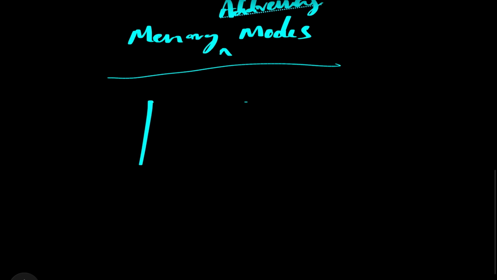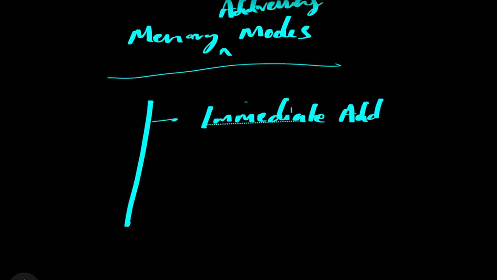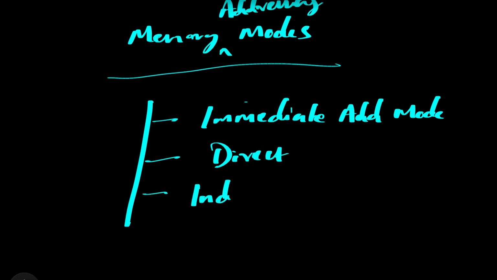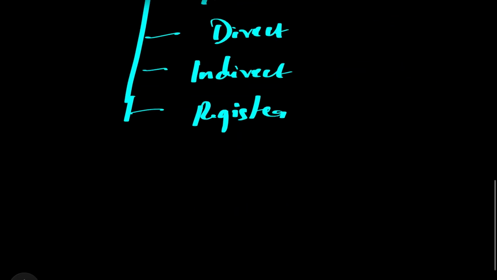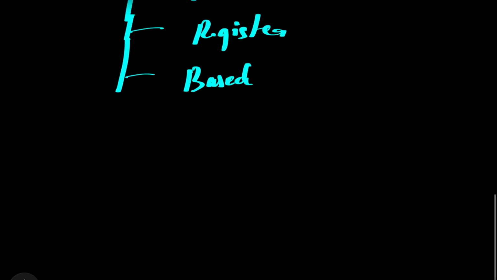The addressing is divided into immediate addressing mode, then direct, then indirect, then register, then based. So these are the different memory addressing modes. Let's see an easy example in order to connect to how it is actually operated.